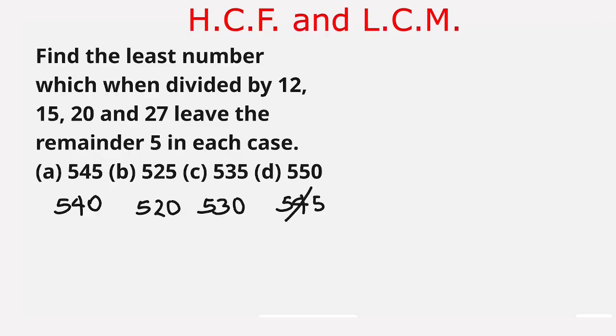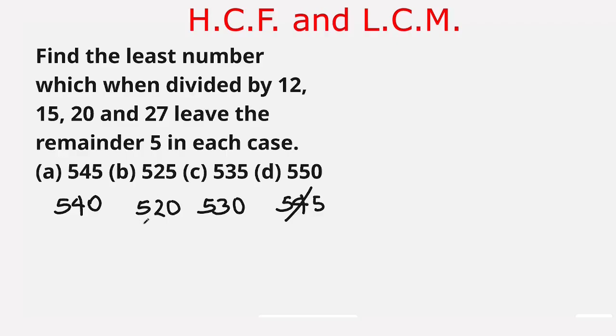Further, as the number is divisible by 27, it means that it is divisible by 9. If the sum of the digits is 9 or divisible by 9, then that will be our answer. Option A, the sum of the digits is 5 plus 4 is 9. It is divisible by 9. So option A might be our answer.